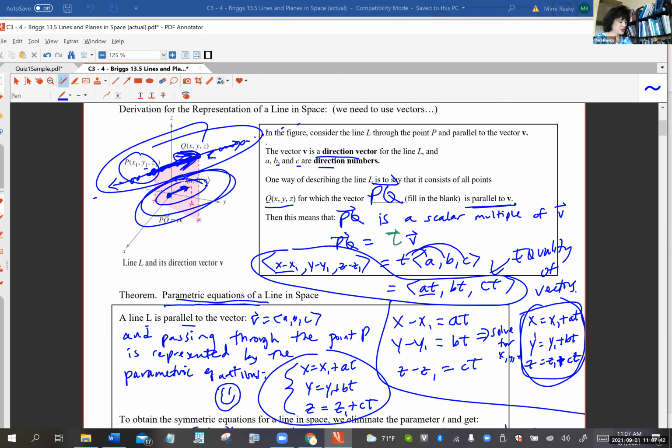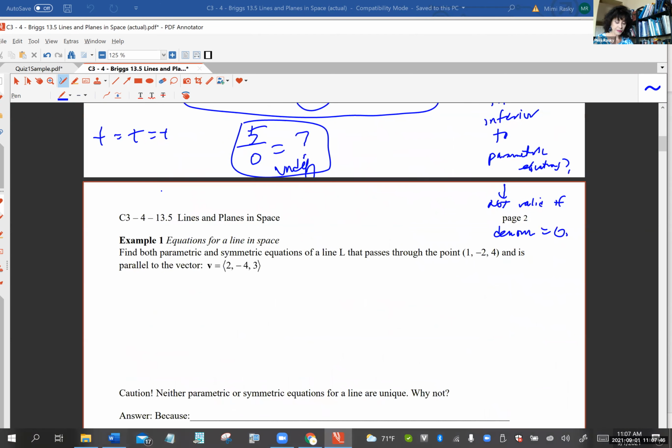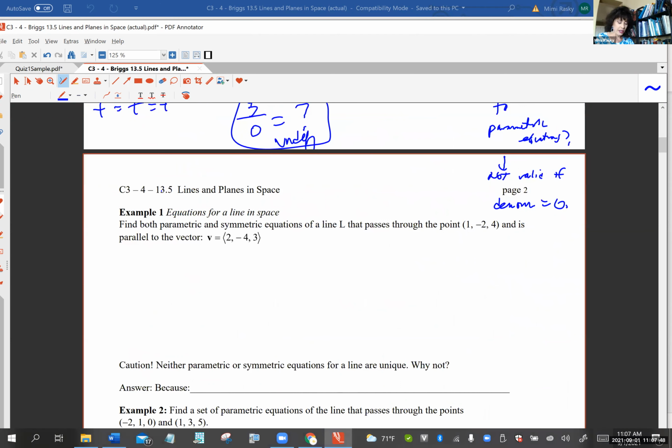Okay? So this first example, example 1, notice they want both parametric and symmetric. Ah, bummer, I don't like symmetric, but we'll give it to them. They're giving us a point that lives on the line. Yay, us. That's one of the ingredients. And not only that, they're giving us a vector that's parallel to the line. Voila, they're giving us both ingredients that we need.